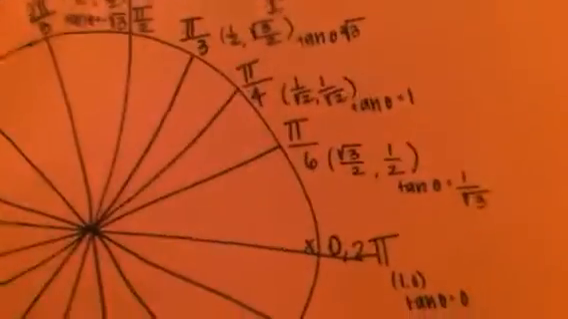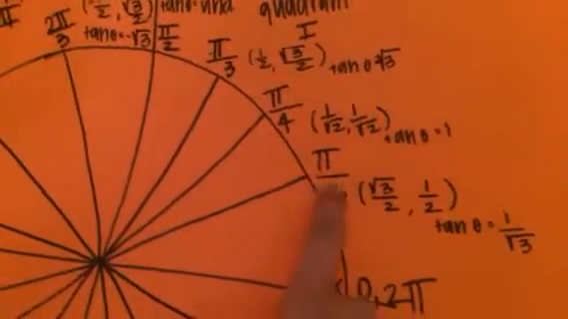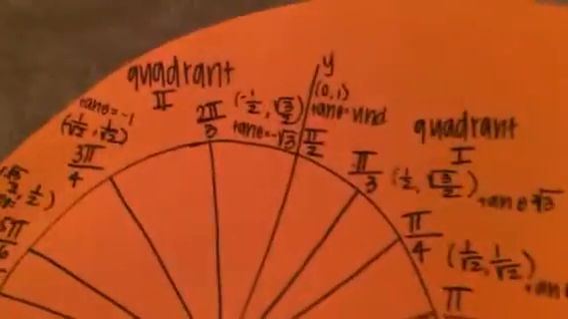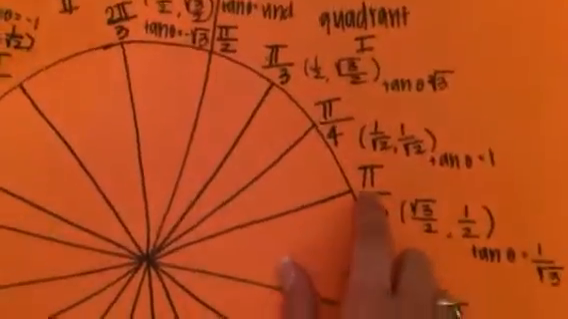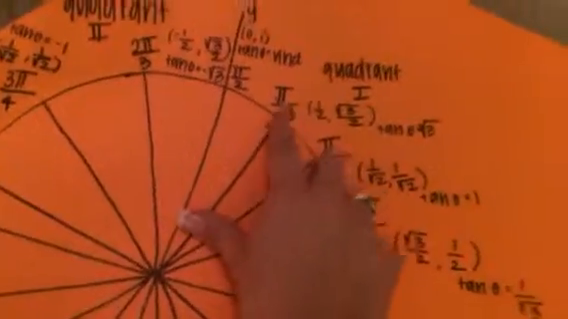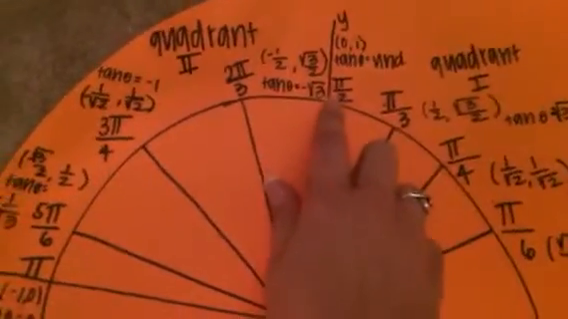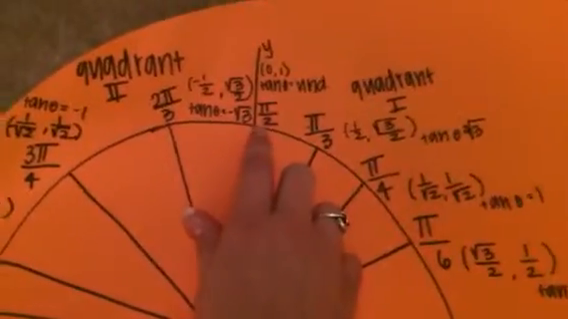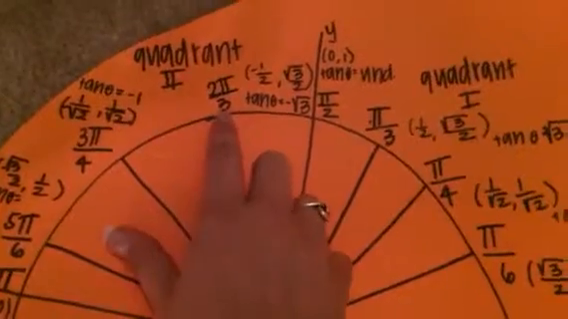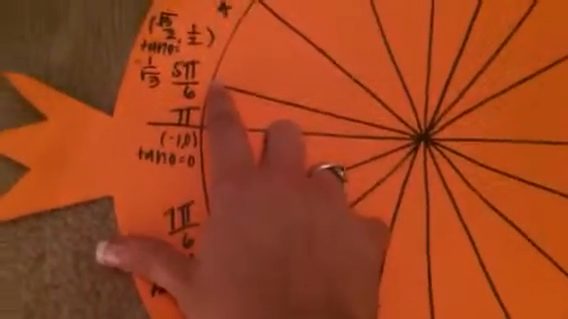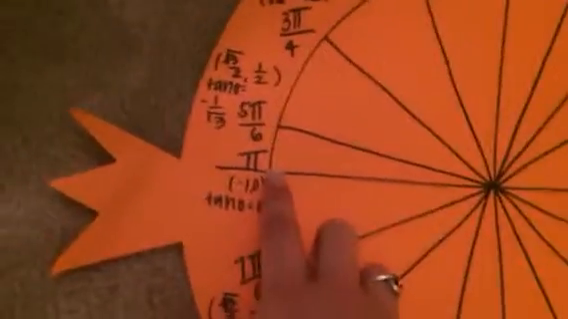So you start here, pi over 6, and every 30 degrees you have a multiple of pi over 6. So if you go from pi over 6, you go 30 degrees, and this is 2 pi over 6, which simplifies to pi over 3. Then another 30, then you have 3 pi over 6, which simplifies to pi over 2. 4 pi over 6, which simplifies to 2 pi over 3. Then another 30 to 5 pi over 6, which cannot be simplified. Then another 30 to 6 pi over 6, which simplifies to just plain pi.